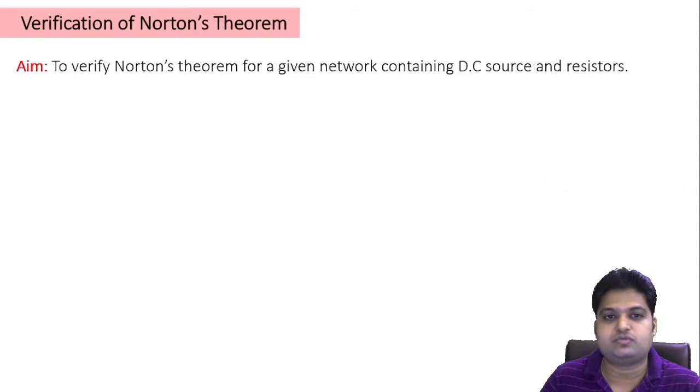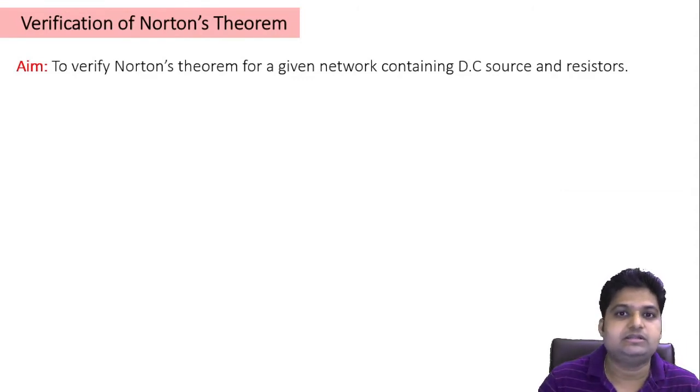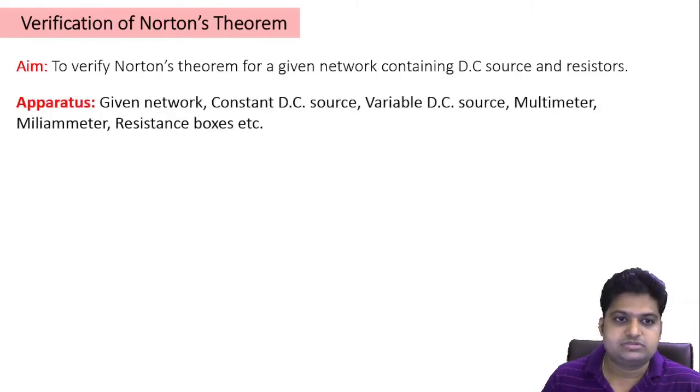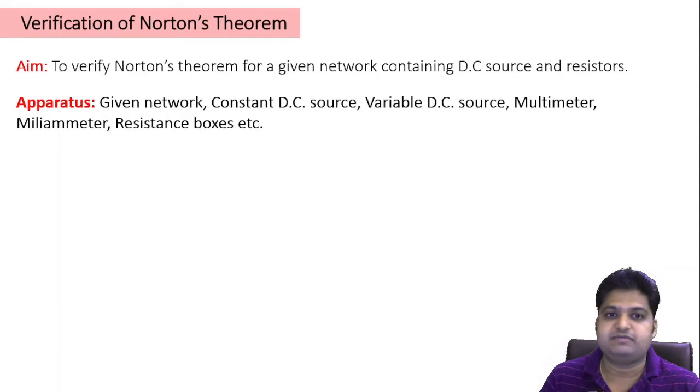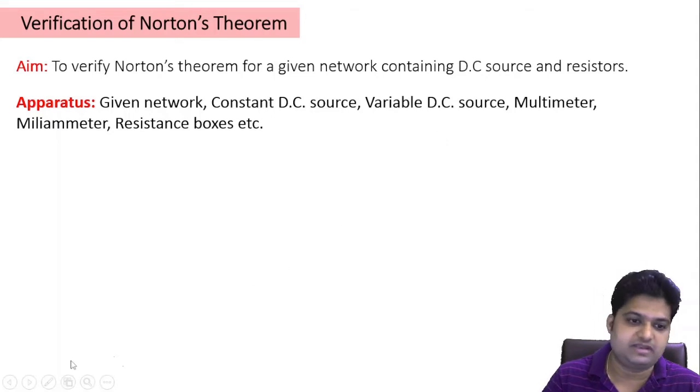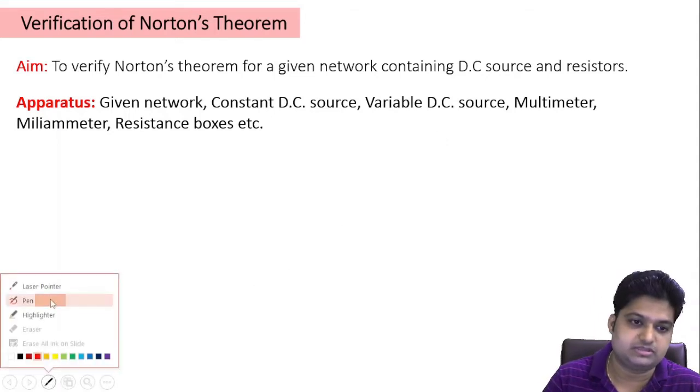So the aim here is to verify Norton's theorem for a given network containing the DC source. DC is for direct current, and resistors. Of course, the apparatus is very much the same as that you used during the verification of Thevenin's theorem experiment. The only thing is, instead of a voltage source, we will have a current source over here in this case.